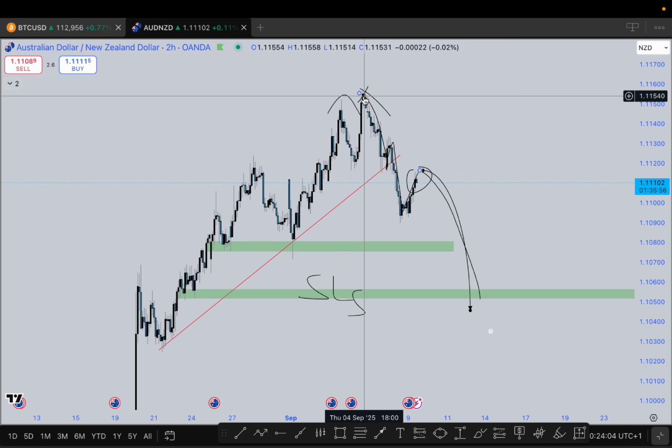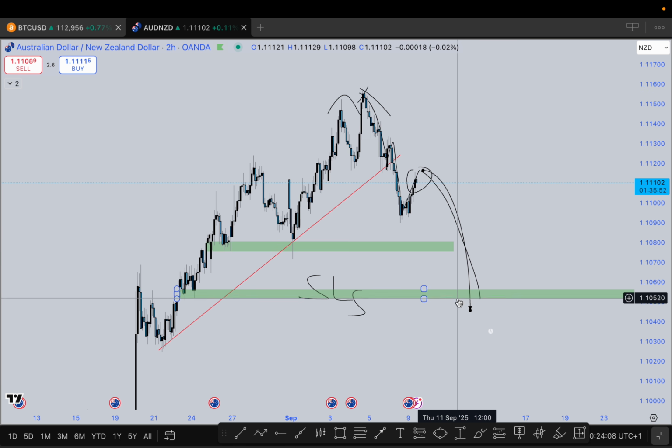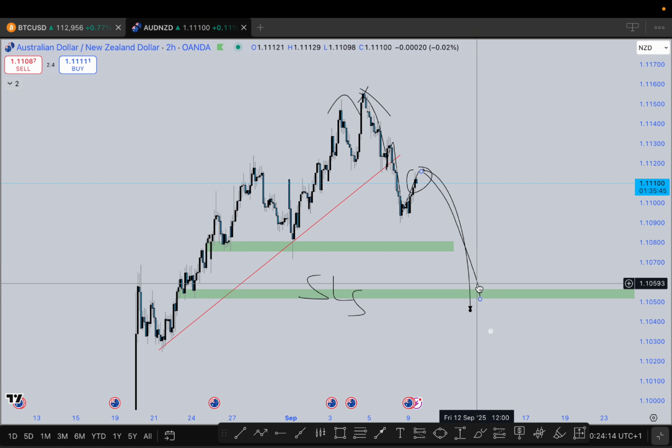I do believe that AUD NZD from a technical perspective can make it all the way down into these bottoms, into this 1.10500 psychological level. From a technical perspective, this makes sense. This is a higher probability trade. It's going to make it down into these bottoms.